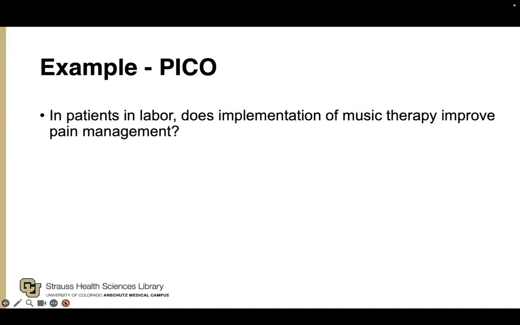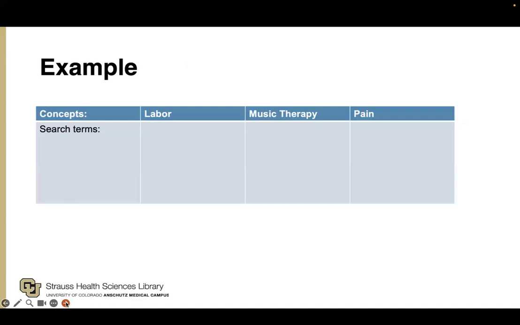The PICO question that we're going to initially search today as an example is, in patients in labor, does implementation of music therapy improve pain management? So with this PICO question, we can see we have a patient population, we have an intervention, and we have an outcome. Those are each going to get their own column. So we're going to search labor, we're going to search music therapy, and we're going to search pain.